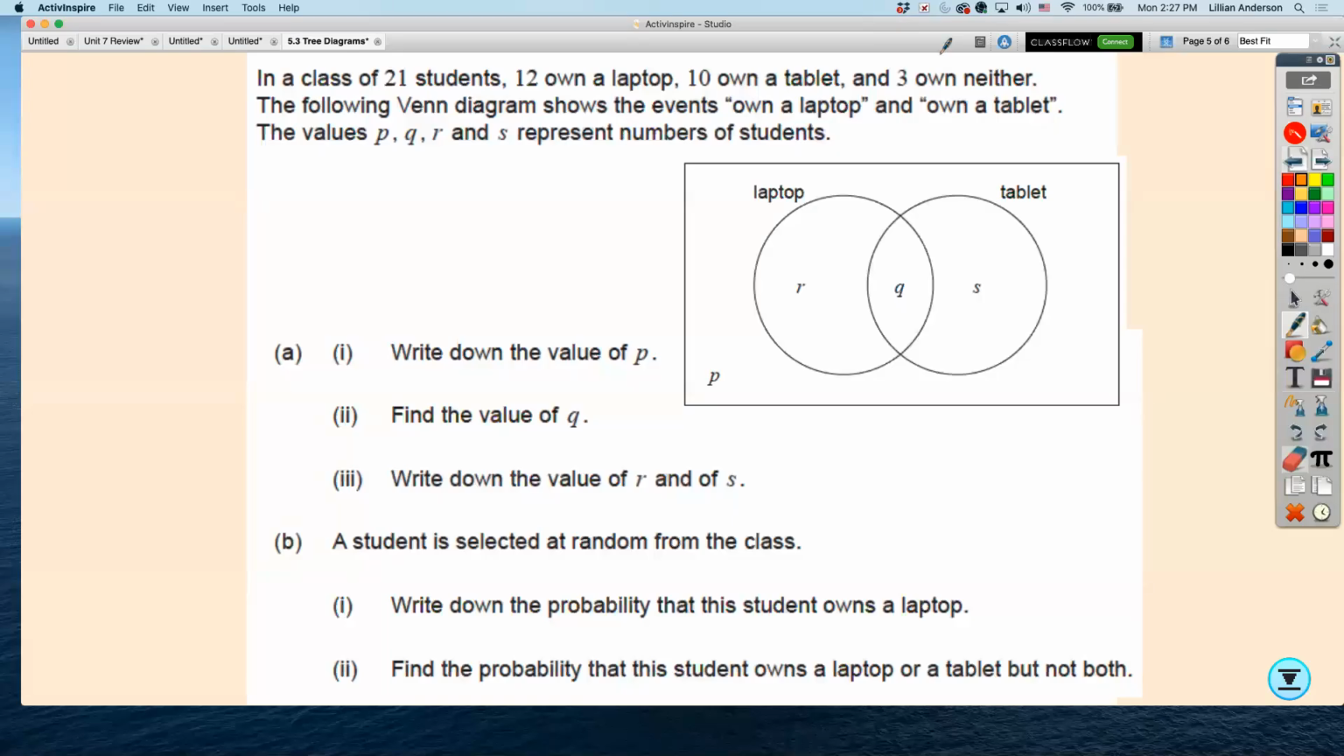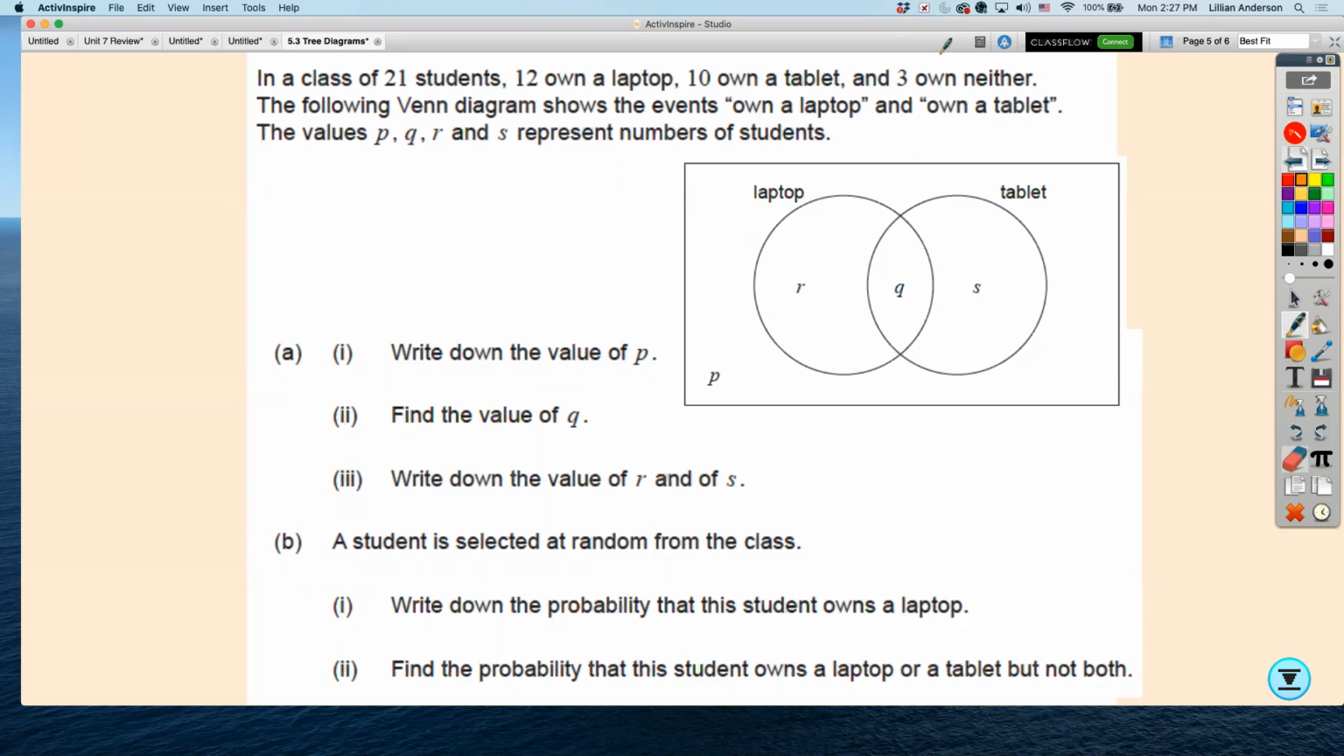Here we have an IB problem. I like this problem a lot because it incorporates a few aspects from probability that we talked about so far. It involves the Venn diagrams for part A and part B, but then part C, which you don't see yet because it's on the other slide, deals with tree diagrams, okay? So this is a nice little review of some of the stuff that we've done so far.